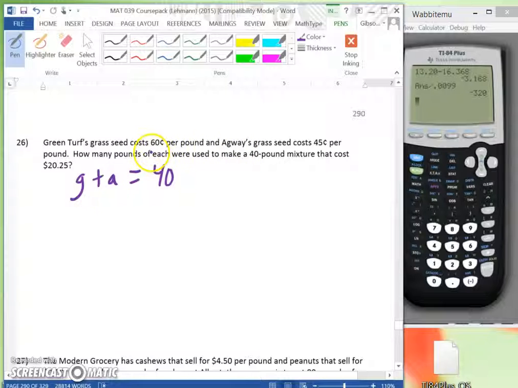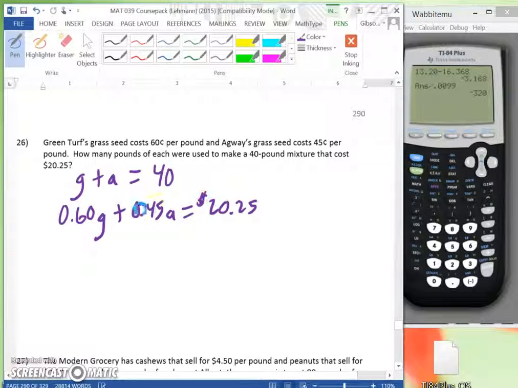Now we know one costs 60 cents, which would be 0.60, and that is our Green Turf's. Our Agway's cost 45 cents. Now, we would set that equal to $20.25, because that's how much it would end up costing when you take the two. So now we would do this the same way we did the other problems. We would use the substitution method here.